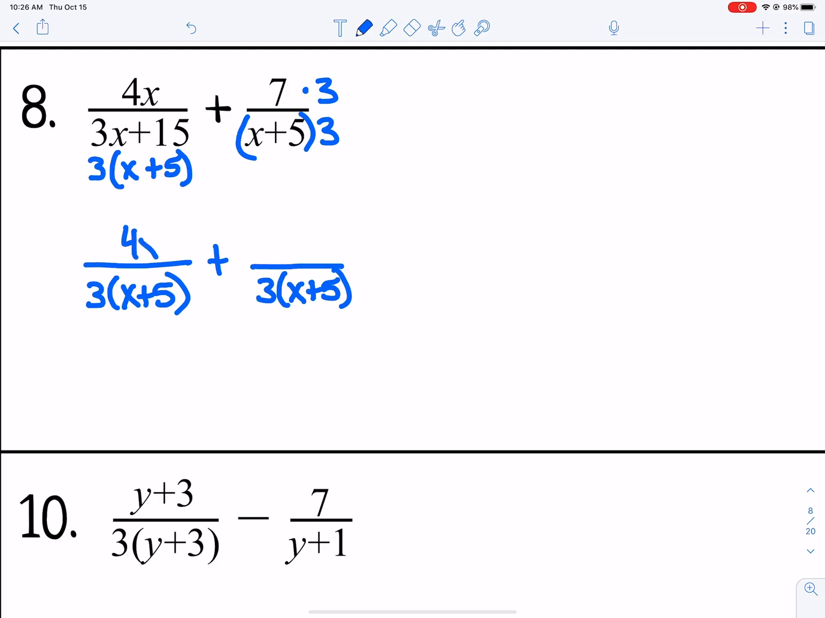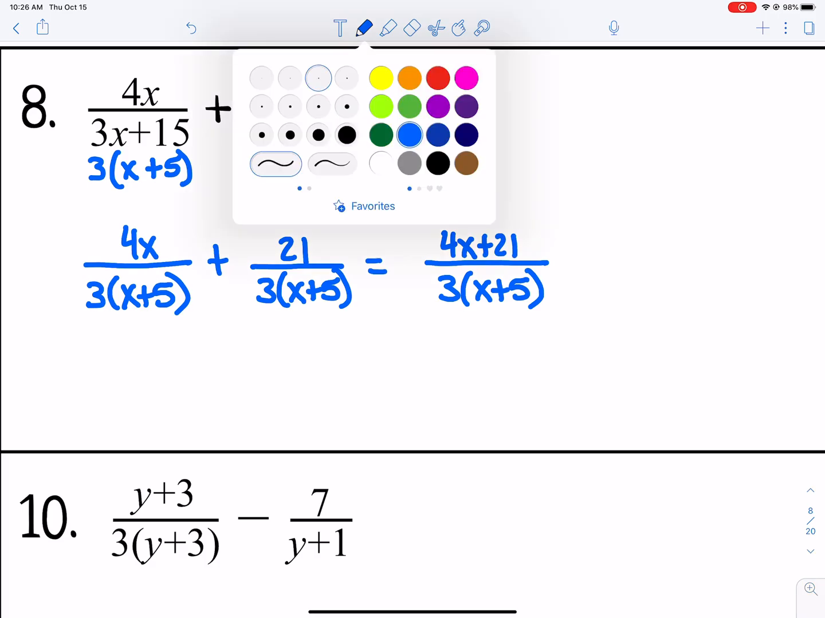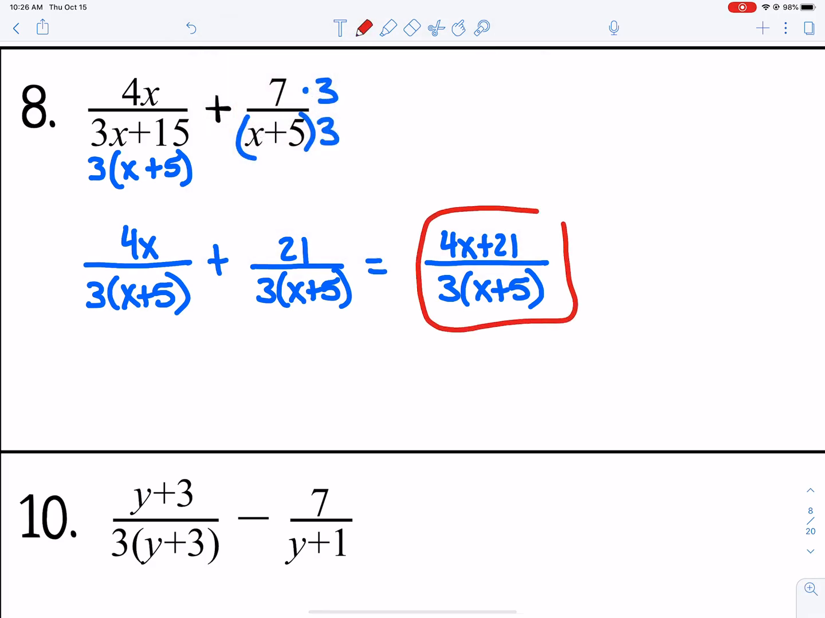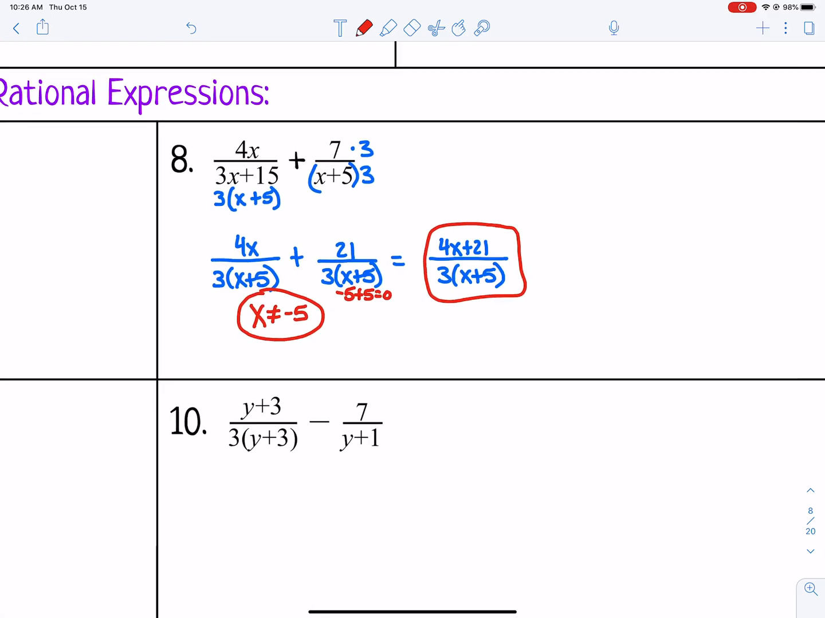And so let's bring down the 4x, since the first fraction stays the same, and 7 times 3 is 21. And then we can combine the numerator and keep our denominator that's now the same. So 4x plus 21, again, those are not like terms, so just bring them over into one numerator and leave it like that. There's nothing more we could simplify with that. And then we just have to state that x could not equal negative 5, because negative 5 plus 5 would equal 0. And we cannot have a denominator equal to 0.